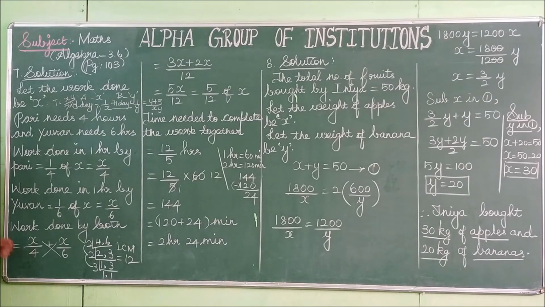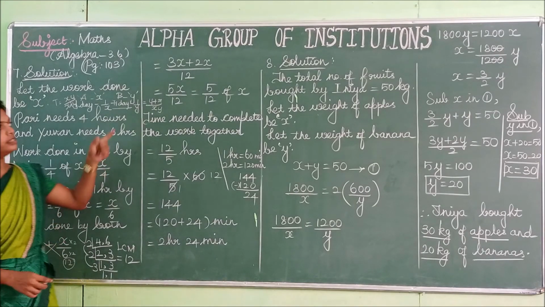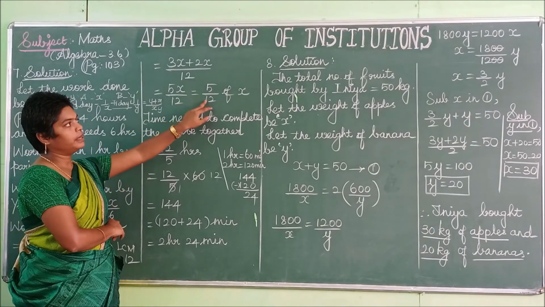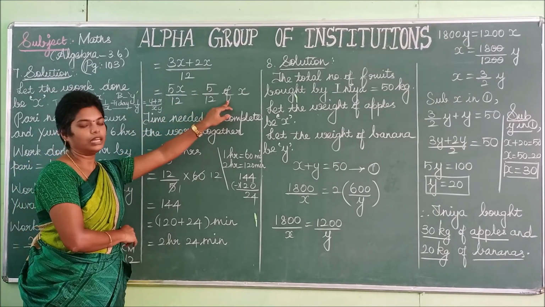Numerator as well as denominator into 3. When you get this denominator as 12, if you multiply into 2 only, you get the denominator as 12. So you can multiply both numerator as well as denominator into 2. So 3 into x and 2 into x both contain the denominator 12. So you can add the numerator values: 3x plus 2x divided by 12. So total is 5x by 12. So this can be written as 5 by 12 of the work x.